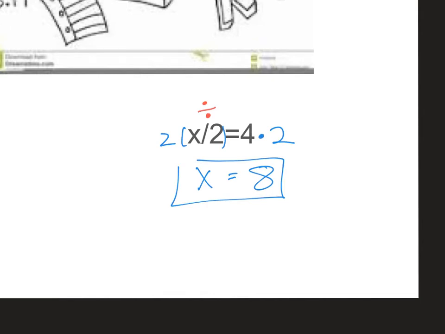And what is the opposite of divided by? Multiply. So we're going to multiply both sides by 2. So I want to take this whole thing and multiply it by 2. And I want to do 4 times 2 as well. So 2 times x over 2, those 2's go away. We have x equals 8, because 4 times 2 is 8. So it was an example of each kind of the opposite operation.